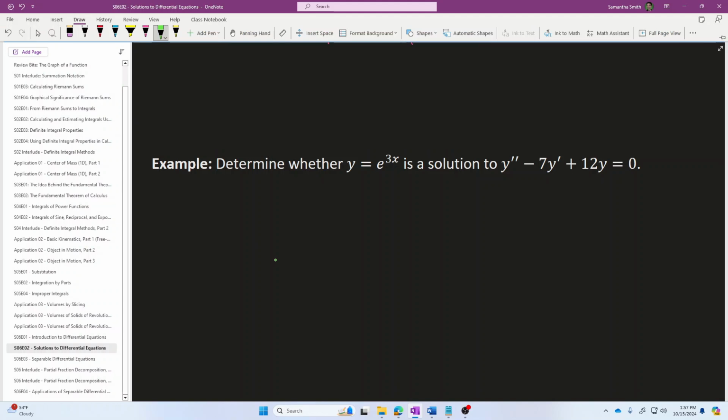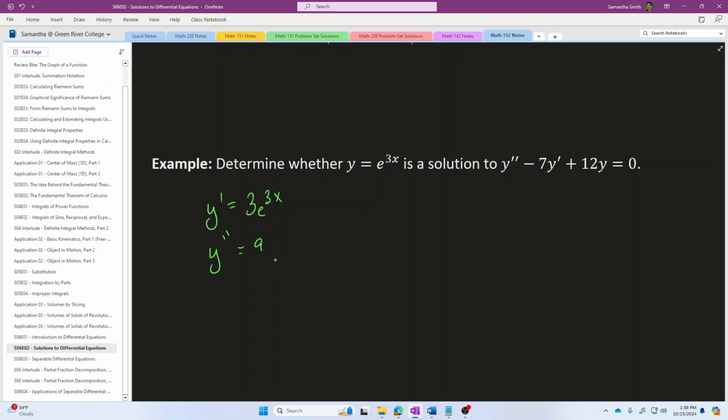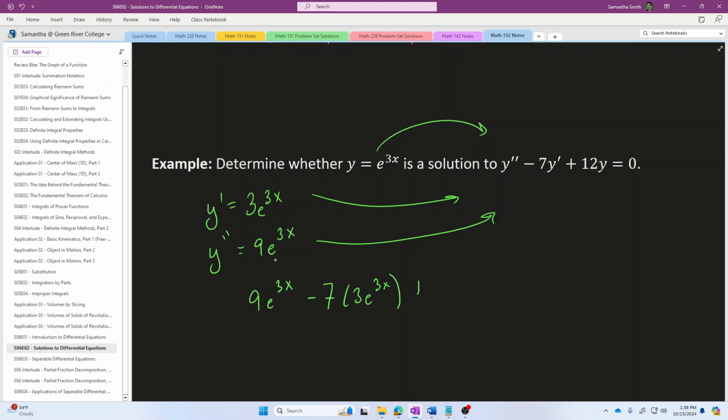So, in this situation, my y single prime would be 3e to the 3x. My y double prime would be 9e to the 3x. And if I plug all of that information into my differential equation, let's see what happens. In the front, I have 9e to the 3x. Then I have negative 7 copies of 3e to the 3x. And then in the back, I have 12 copies of the original y, e to the 3x, and that equals 0.